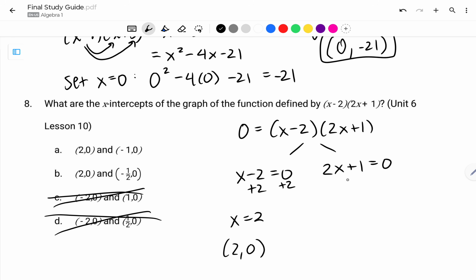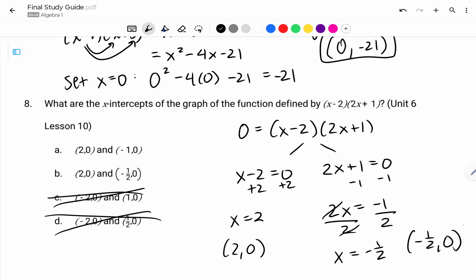And then the other one, it's a couple extra steps, but that's fine. 2x equals negative 1, right? Because negative 1, negative 1. And then divide by 2. Those cancel out. X is equal to negative 1/2. So then our x-intercept for the other one is negative 1/2. That's going to be this one.